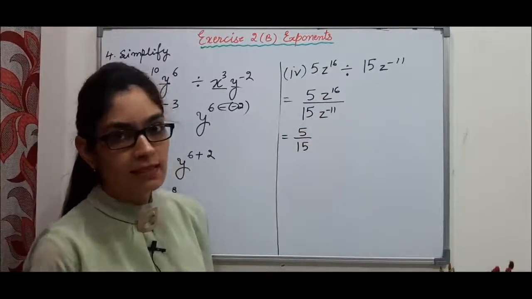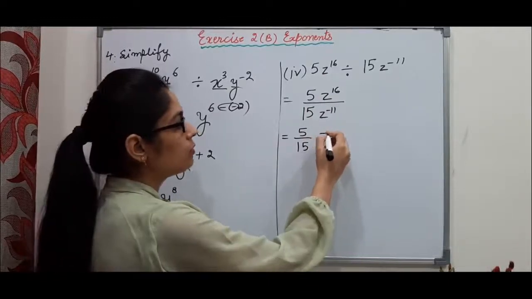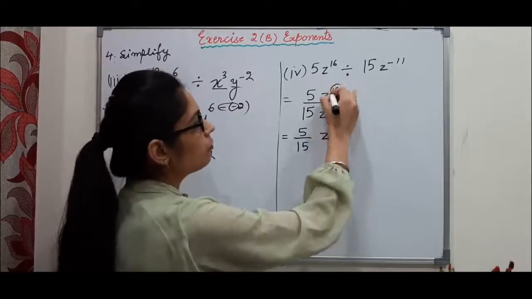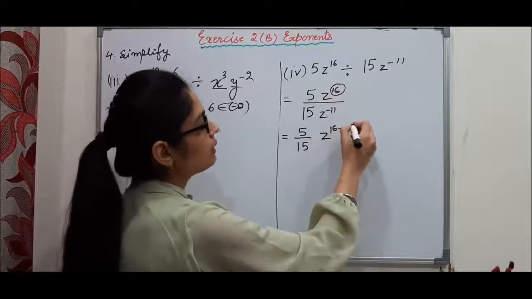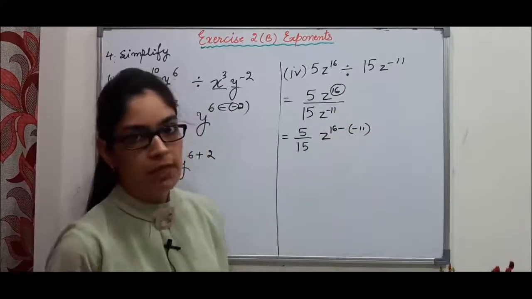So if the bases are same and the numbers they are getting divided, we have to subtract the powers according to the quotient rule. So power of first z is 16. So 16 I will write first, minus minus 11. This z only one time we have to write.